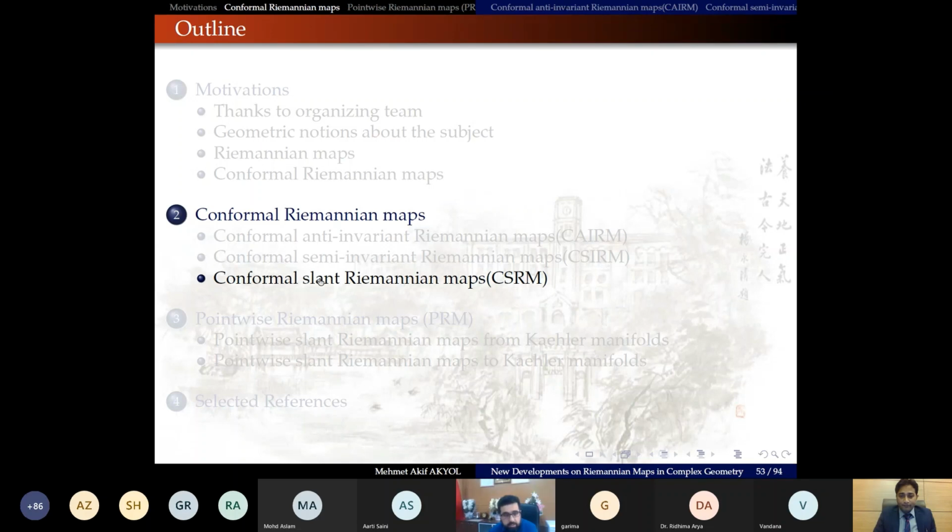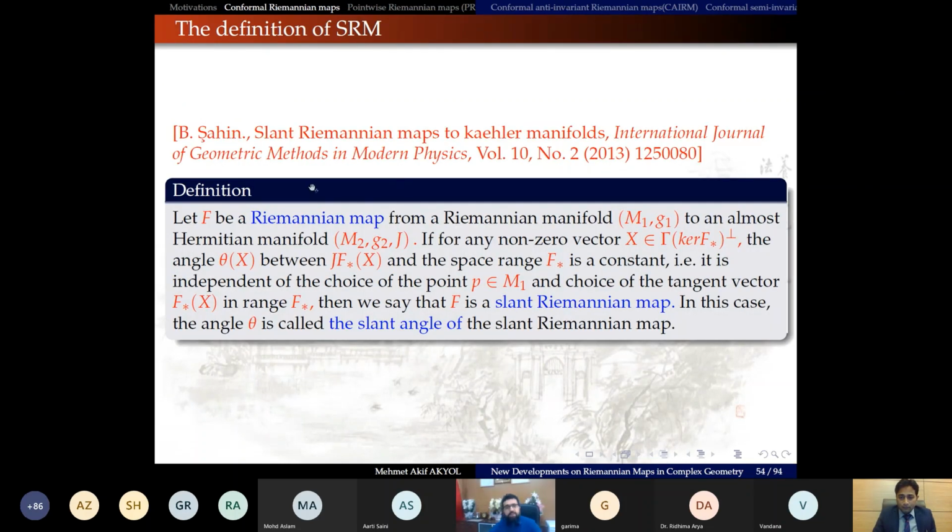The last one in the section is conformal slant Riemannian maps. Let me give the definition of it. Bayram Şahin in 2013 defined slant Riemannian maps to Kähler manifolds. We have a vector field in the vertical space. When we take it under F star, because we are in the target manifold, we take a non-zero vector field in the range of the map, under J, and the angle between J F star X and the range of the map should be constant. The angle should be constant. It means that, independent of the choice of the point and the choice of the tangent vector field, we say that F is a slant Riemannian map.